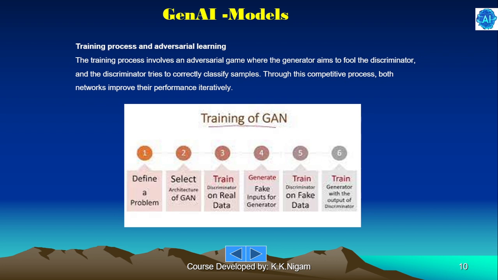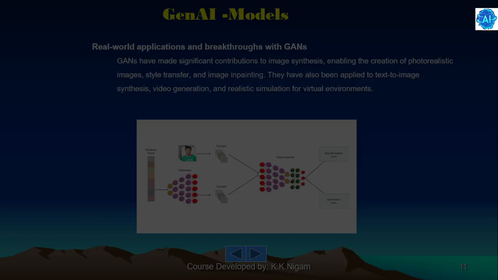Training process and adversarial learning. The training process involves an adversarial game where the generator aims to fool the discriminator and the discriminator tries to correctly classify samples. Through this competitive process, both networks improve their performance iteratively.